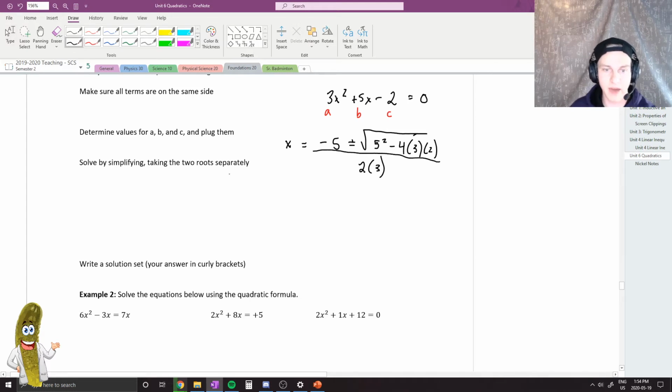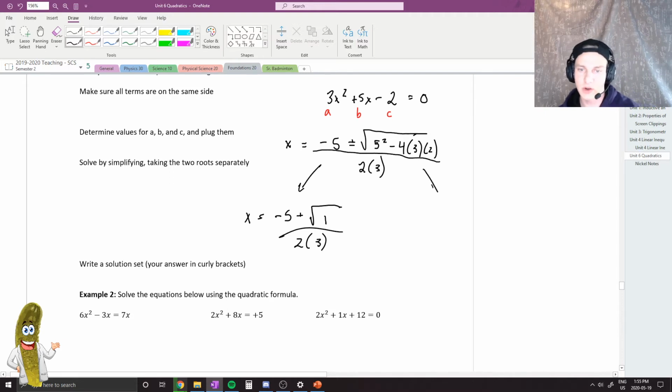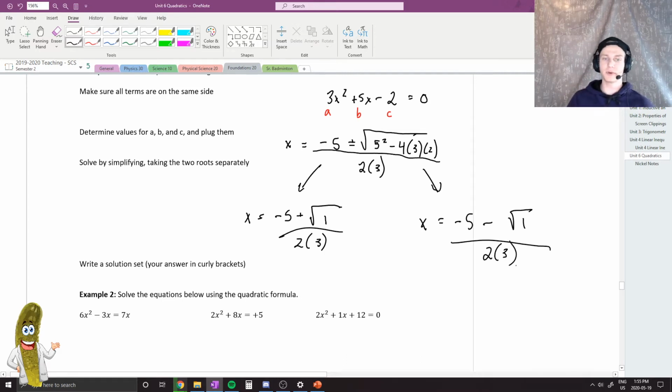So we would end up having two different solutions. One of our solutions would be x is equal to negative 5 plus the square root of 1 over 2 times 3. And the other option would be x is equal to negative 5 minus the square root of 1 all over 2 times 3. And we would solve for both of those cases.